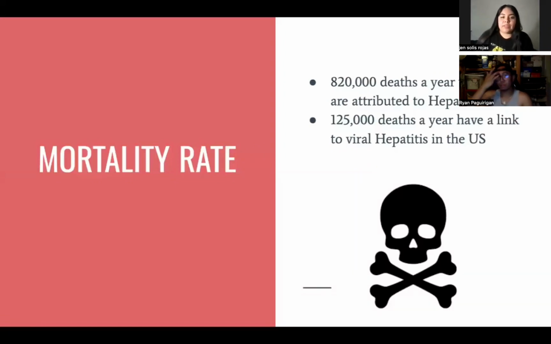So the mortality rate of hepatitis B. Worldwide, there's about 820 deaths per year that are attributed to Hep B. And within the United States, there's 125,000 deaths per year that have a link to the viral Hep B. There's obviously some numbers that may not be reported, since Hep B falls under a sexually transmitted disease as well, there's some stigma behind people getting tested. And that's why I feel like these numbers are pretty low.